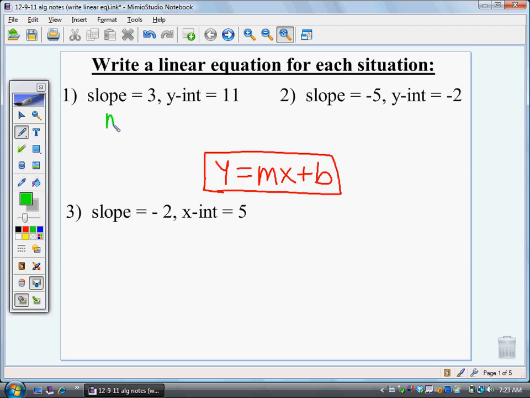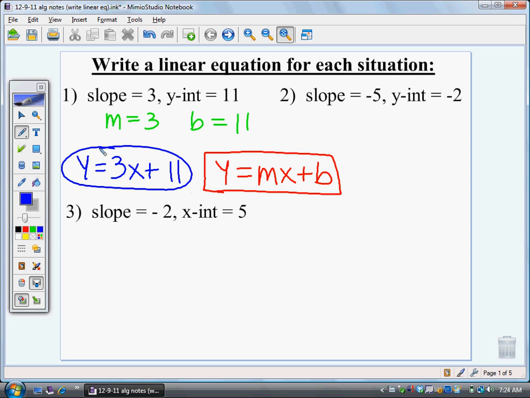The first one, slope is 3. Remember, m represents slope. Y-intercept is 11, and the letter b represents y-intercept. So if we know the slope and the y-intercept, we can just take these two things and put them right into that equation. We would have y is equal to 3x plus 11.